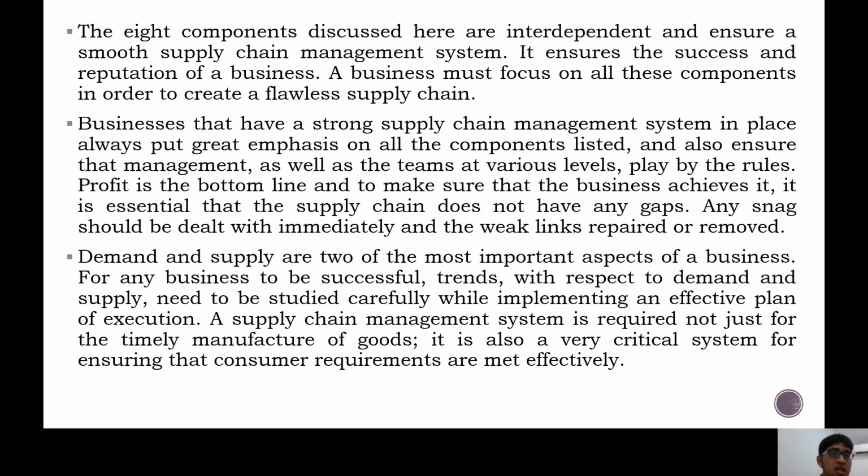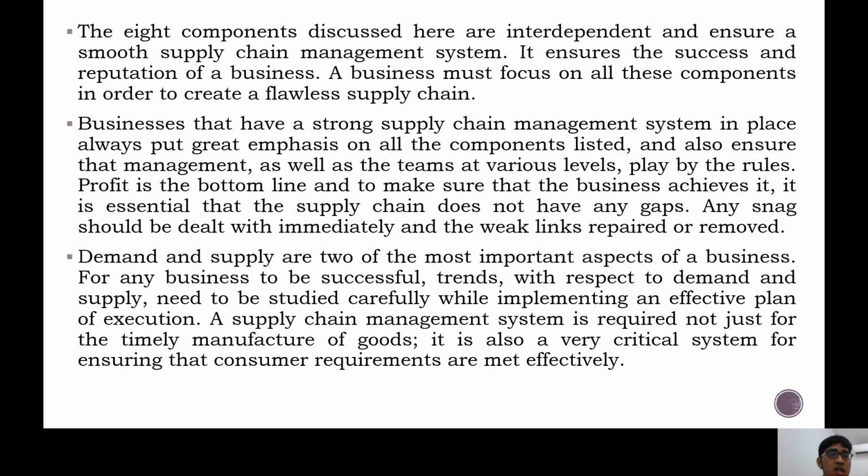So the 8 components discussed here are interdependent and ensure a smooth supply chain management system. It ensures the success and reputation of a business. A business must focus on all these components in order to create a flawless supply chain. So as what we have said kanina, each of these components is very vital to one another. Hindi magiging successful si production kung walang proper planning. Hindi magiging successful ang transportation kung walang available na inventory na i-deliver. Diba? Ganun siya. Interdependent siya with one another.